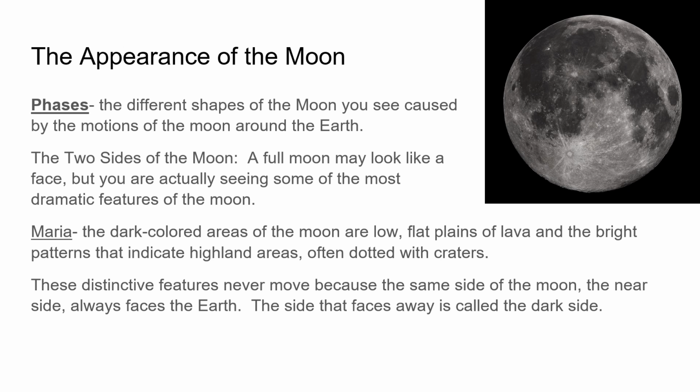The two sides of the moon. A full moon may look like a face, but you are actually seeing some of the most dramatic features of the moon. Maria are the dark-colored areas of the moon, which are low, flat plains of lava, and the bright patterns indicate highland areas, often dotted with craters. These distinctive features never move because the same side of the moon, the near side, always faces the Earth. The side that faces away is called the dark side.